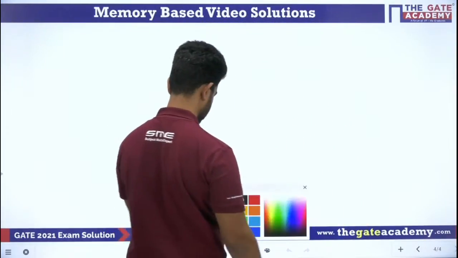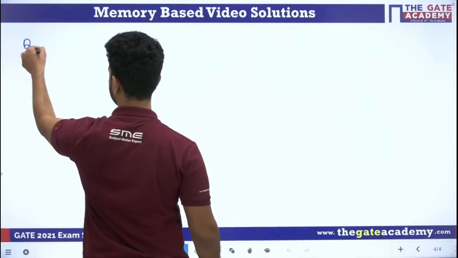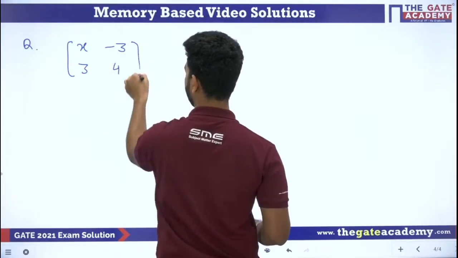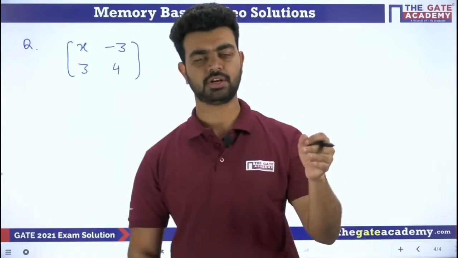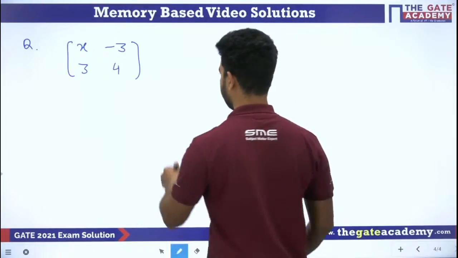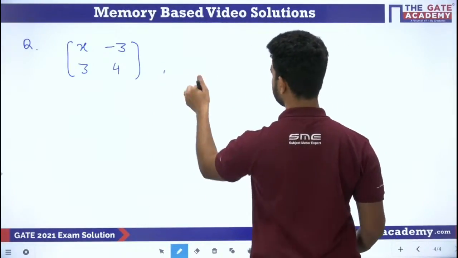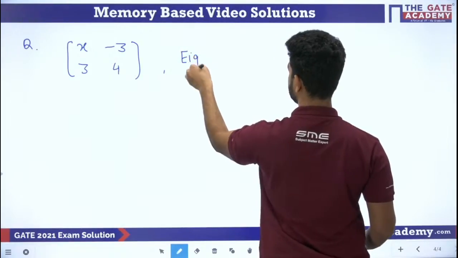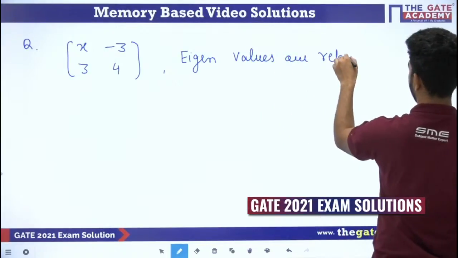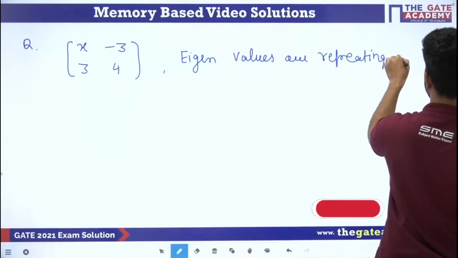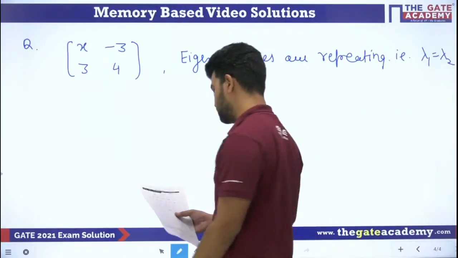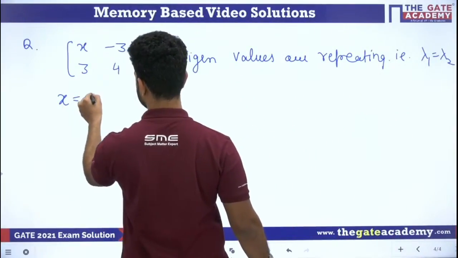So the question is, they have given the matrix in the question. The matrix is something, x minus 3, 4. Always a 2 cross 2 matrix. In all the sessions, wherever I solve the video solution, for the eigenvalue they are giving a 2 cross 2 matrix only. Very good thing. One more important piece of information is given, that the eigenvalues are repeating. It means lambda 1 is equal to lambda 2. So we have to find the x.